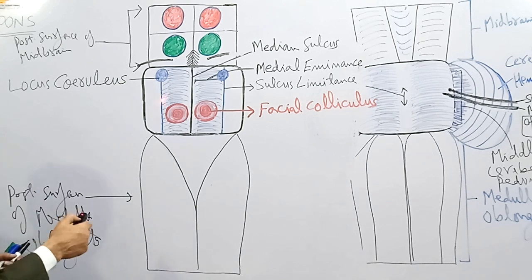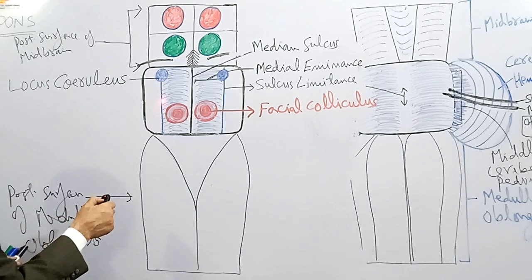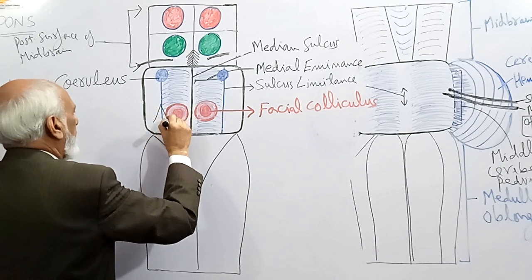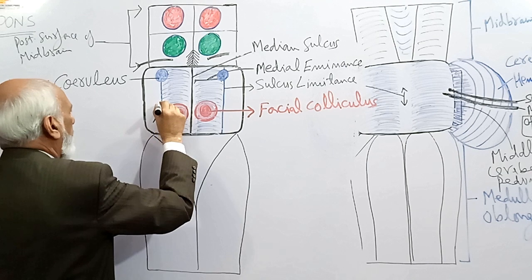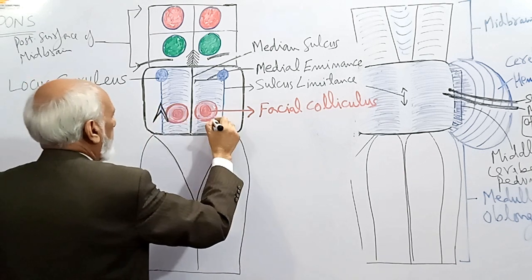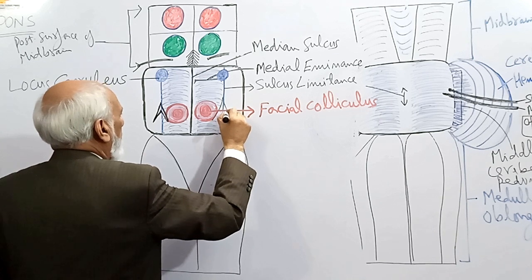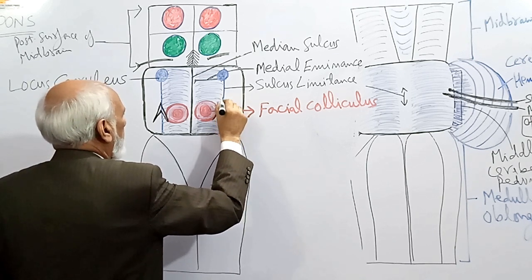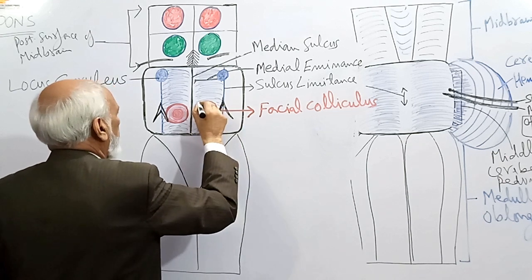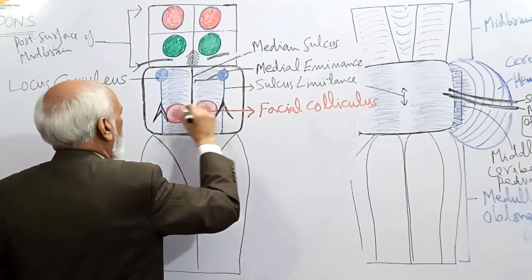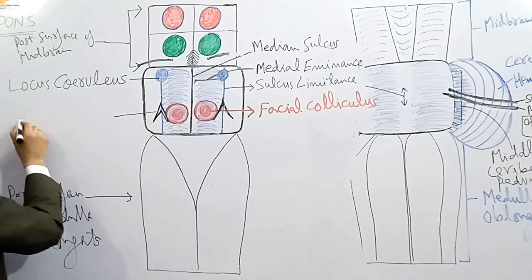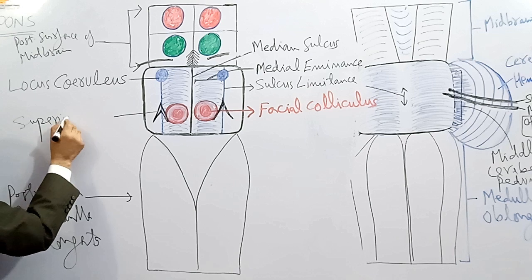Then, just supralateral to the facial colliculus, at the level of sulcus limitans, just lateral to the facial colliculus, on each side, there is an inverted V-shaped depression. This is known as superior fovea.